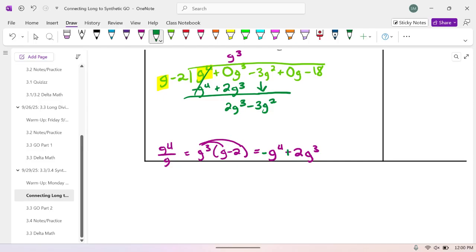All right, Jackson, what's my next step here? You gotta do 2g to the third by g. Good. So I'm going to do 2g cubed divided by g. And what does that give you? 2g squared. Good. Then you do 2g squared times g minus 2. Good.